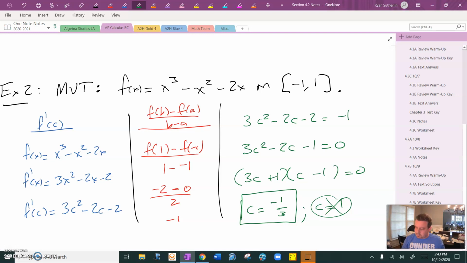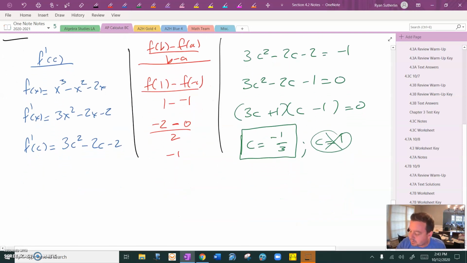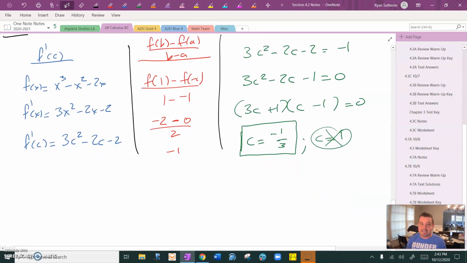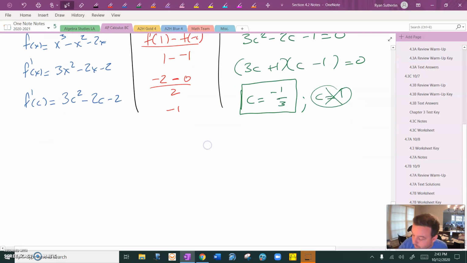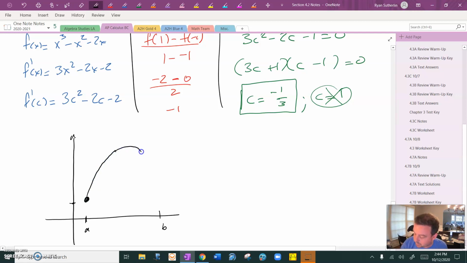Some things to consider when you're doing these problems: these conditions guarantee that it's going to happen, but just because the conditions are not met, the mean value theorem can still be true. So for example, let me just show you a graph. Let's say here's A and here's B.